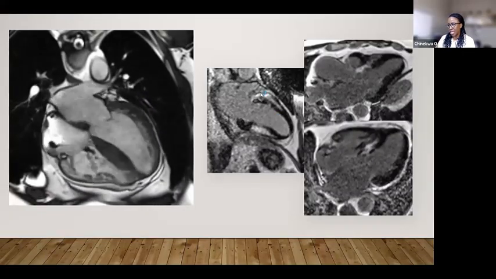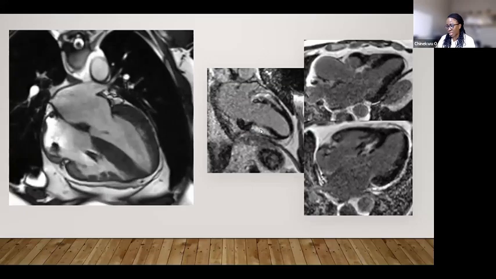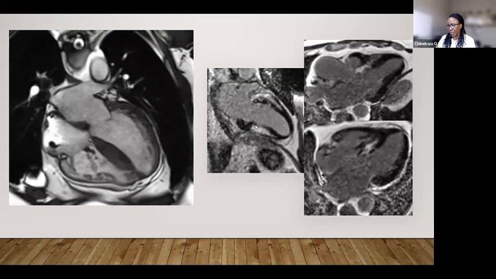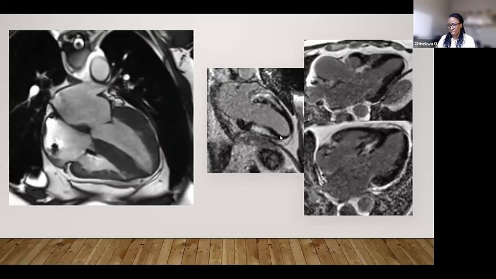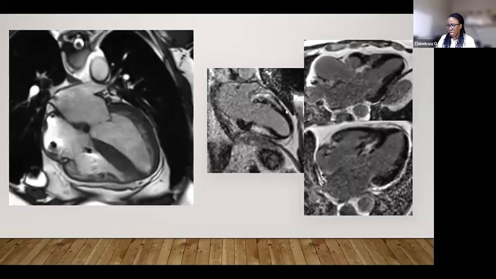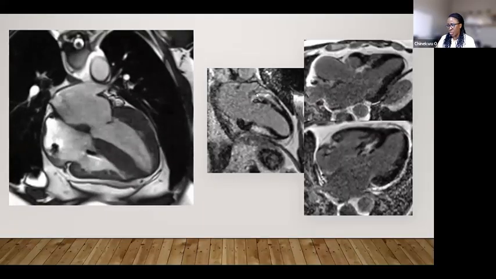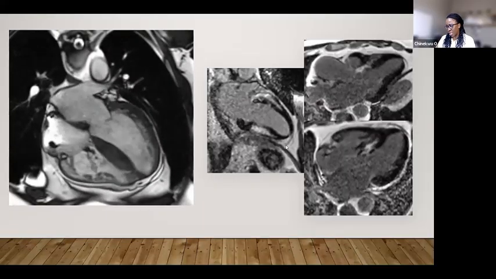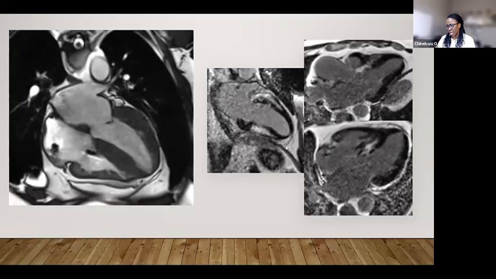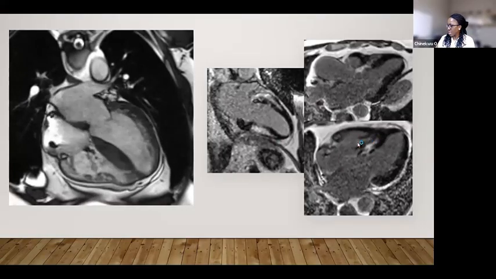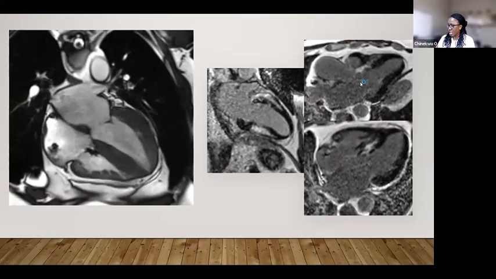But then look at his late gadolinium images. We have distinct large foci of enhancement, and this is scar really. Subepicardially in his anterior wall from the base to the mid-distal cavity, and also subepicardially in the inferior wall. And we can see that the septum here has a lot of late enhancement.